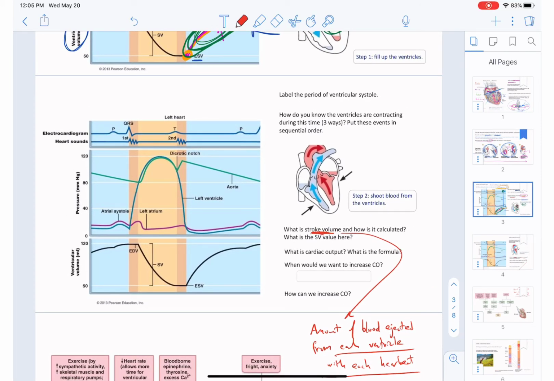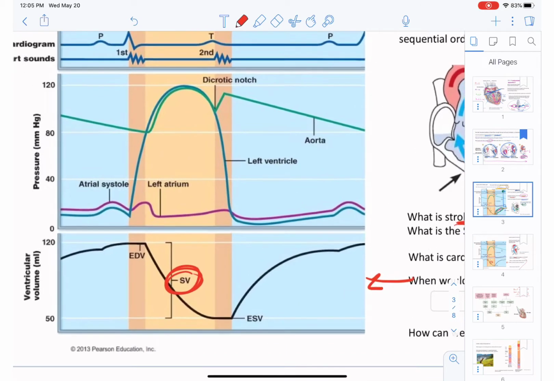You can find that value on the diagram. And specifically, let's look at ventricular volume. And here's our stroke volume. This is the amount of blood that's moving out of the ventricles with each heartbeat. And how do you calculate that?